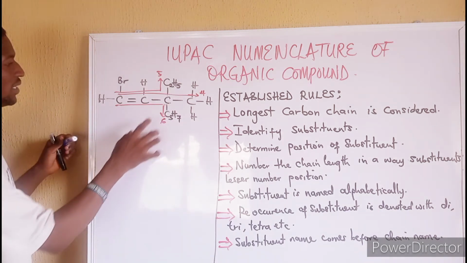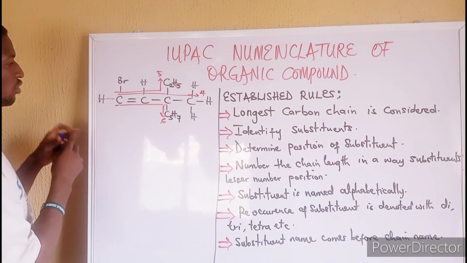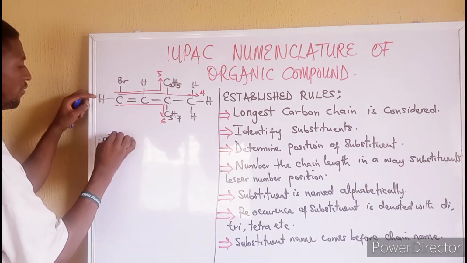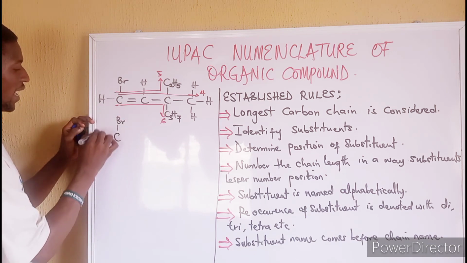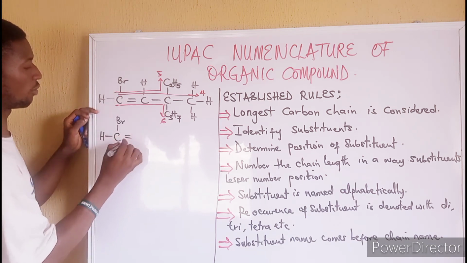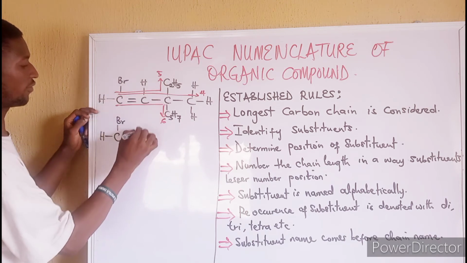So let's look at how this will be named now. We just have to redraw the structure. So the first one is C, and is having bromine as well as hydrogen. What do you have in front? Double bond. What do you have? C, and you have your H.